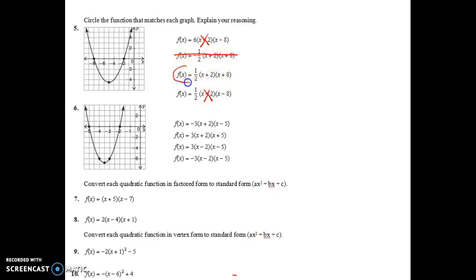So my correct answer is the third one that has a positive a value, an x-intercept at negative 2, and an x-intercept at negative 8. Remember, it's always the opposite of those.